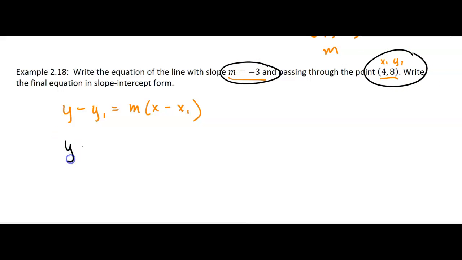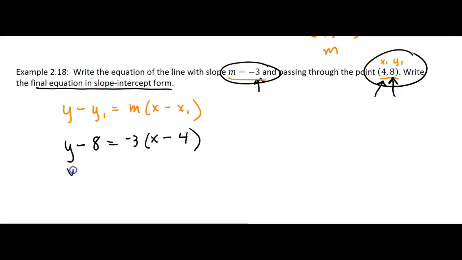So I'm going to have y minus y sub 1, which is 8, equals, and I know the slope is -3, times x minus, and then x sub 1 is 4. So notice that the x and y are just in the equation because we're trying to get the equation of the line. Okay, so that's great. We've used the point slope. We put in the point, we put in the slope.